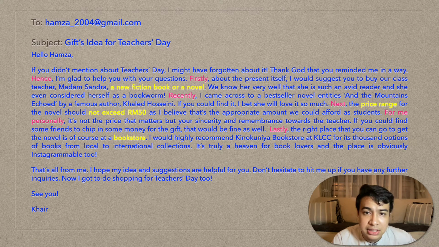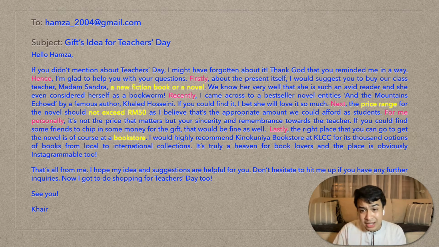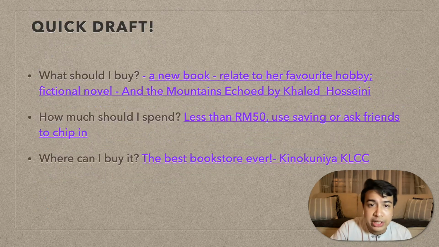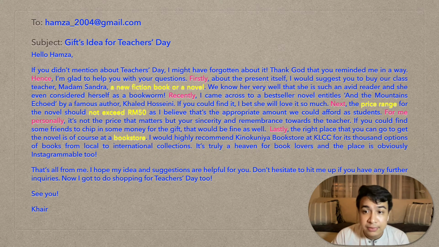Okay, I believe that is the appropriate amount we could afford as students, and for me personally, it is not the price that matters, but your sincerity and remembrance. Keikhlasan dan ingatan kita towards the teacher. If you could find some friends to chip in some money for the gift, that would be fine as well. So another additional elaboration here, as what we wrote in the quick draft, ask friends to chip in. So the second question, you fulfill that also.